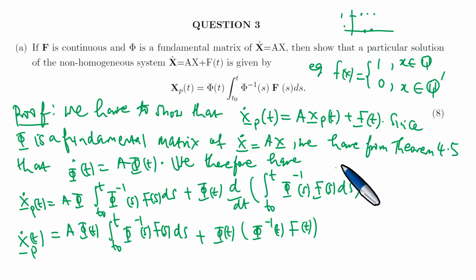But we require, therefore, that f is continuous and that this is a fundamental matrix whose inverse exists, because it's fundamental. Then show that a particular solution of the non-homogeneous system is given by this. In the proof, obviously we have to show that the derivative of the particular solution is actually given by this. If you check very carefully, x dot equals A x_p plus f of t. That's what we've shown.